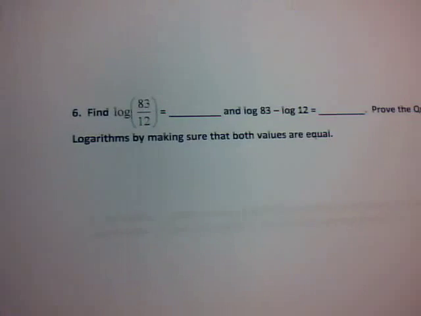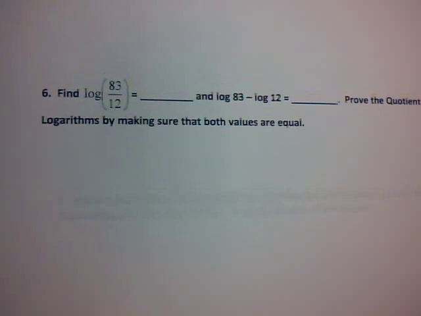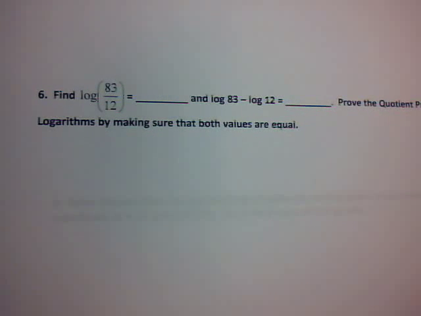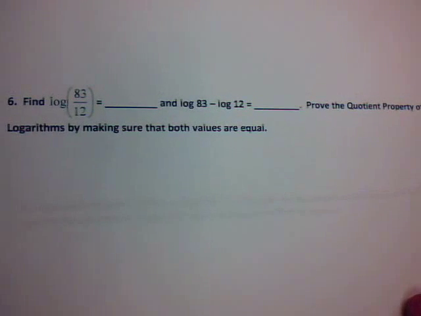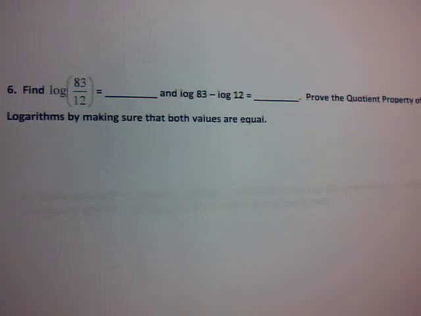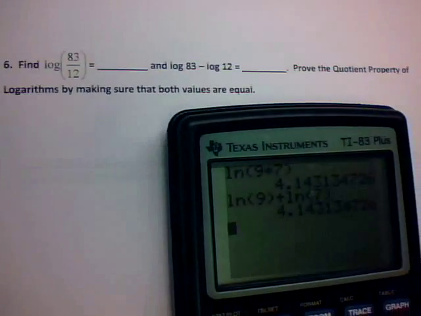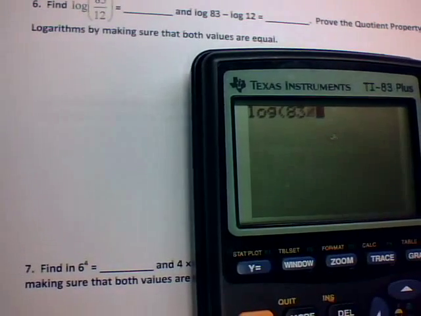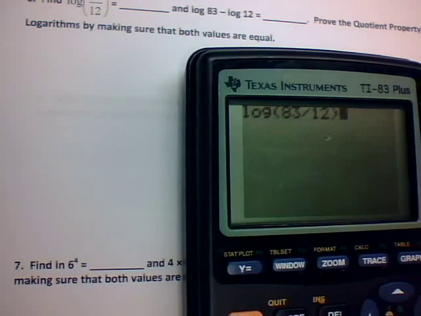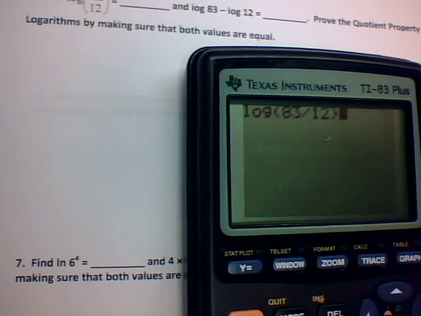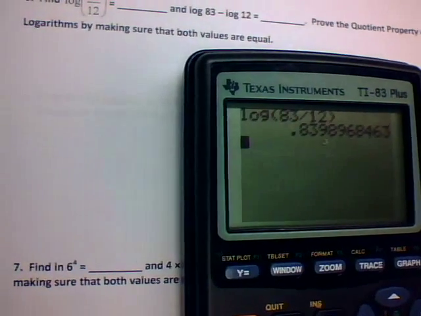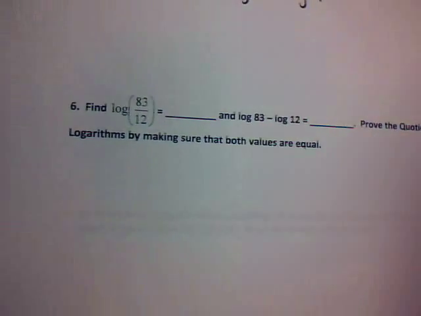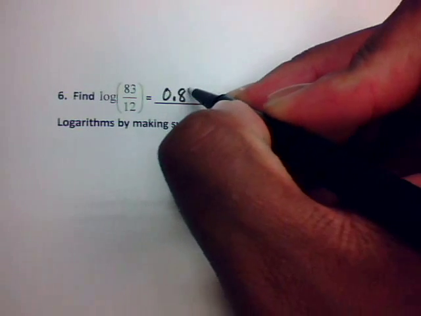Question 6. The log of 83 divided by 12 and the log of 83 minus the log of 12. And we want to prove the quotient property of logarithms by making sure that both values are equal. Well, let's do the log of 83 divided by 12. Press the log key, and then you're going to do 83 divided by 12, and then close the parentheses, and then hit enter. To two decimal places, that will be 0.84. So the log of 83 divided by 12 will be 0.84.